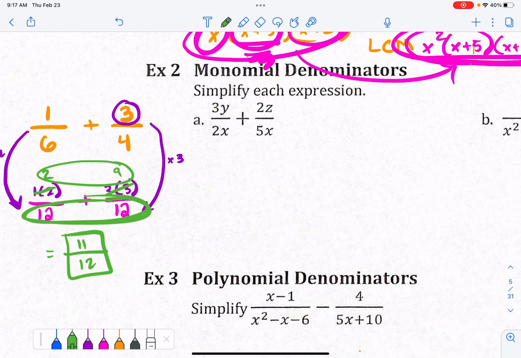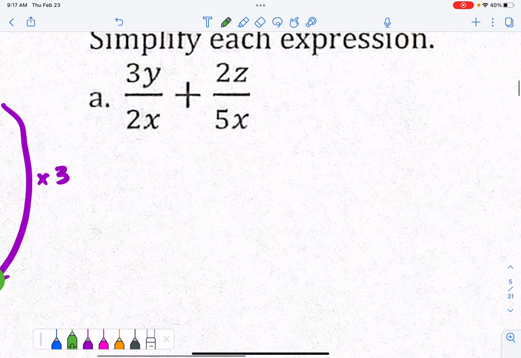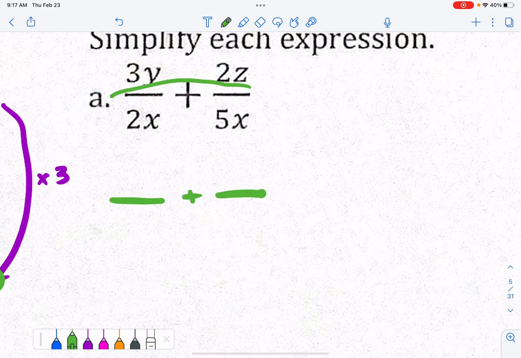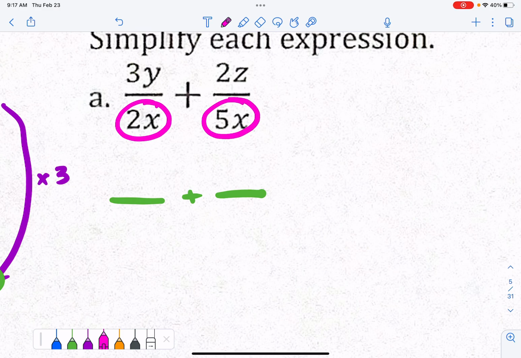First things first, we're adding these 2 together, okay? I look at the 2 fractions individually, and we're going to just change our denominators. So I just start by rewriting my fractions down below, and then we're going to change stuff. So I have 2x and 5x as my denominators, and we're trying to find a least common multiple.